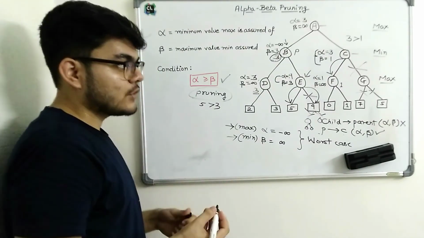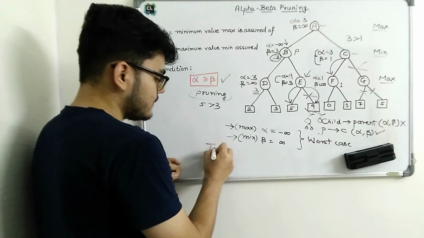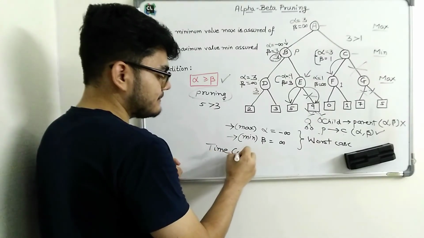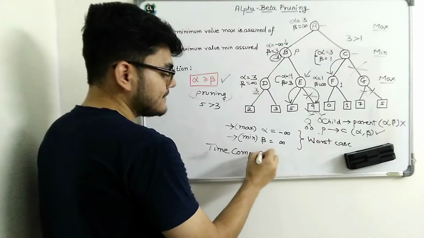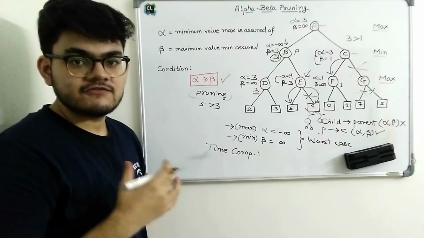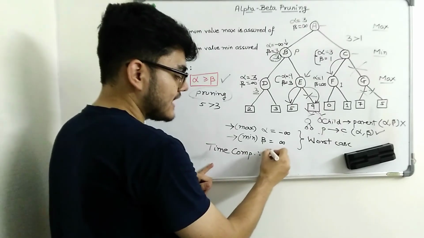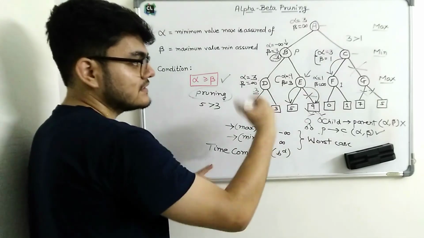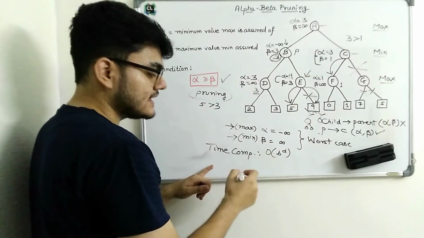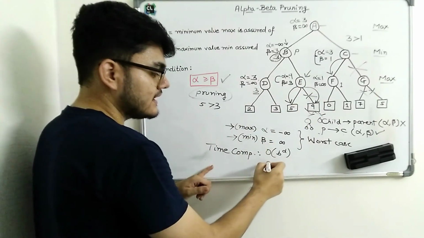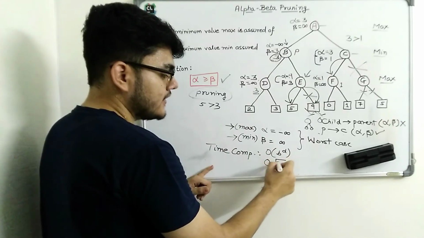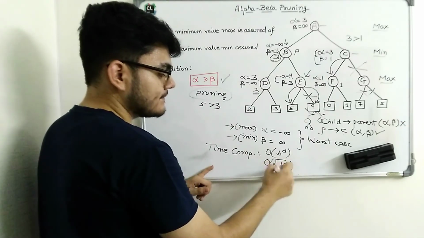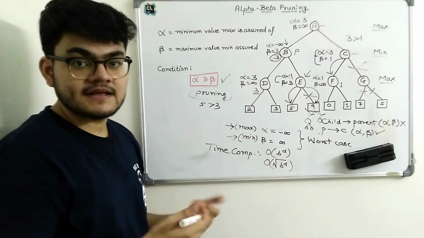The basic time complexity, right? This is a very important point. The time complexity of the basic naive minimax algorithm is b raised to the power d, right? So breadth raised to the power depth. But in the case of alpha beta pruning, it is the square root of b raised to the power d, right? So a very quick optimization here.